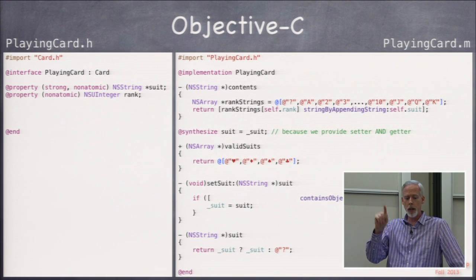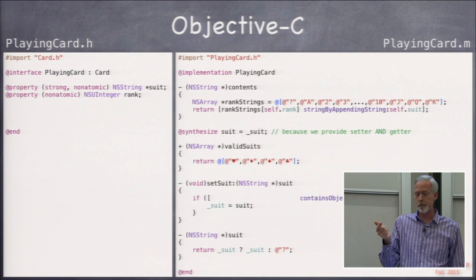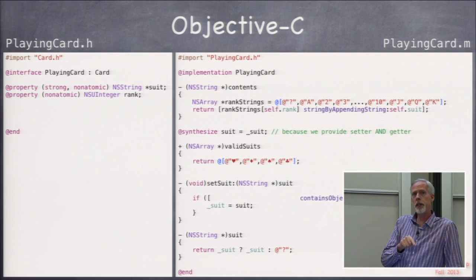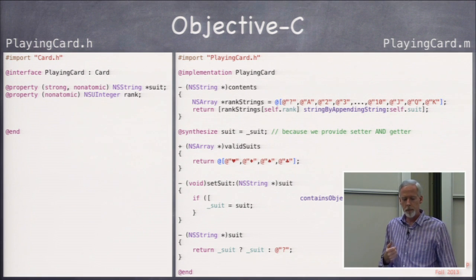Creating things, like in the previous slide when we had string with format, that's a class method. That was creating a string for us. And then also utility methods like this, that return constants and things that our class wants as utility methods. But here's an example one.